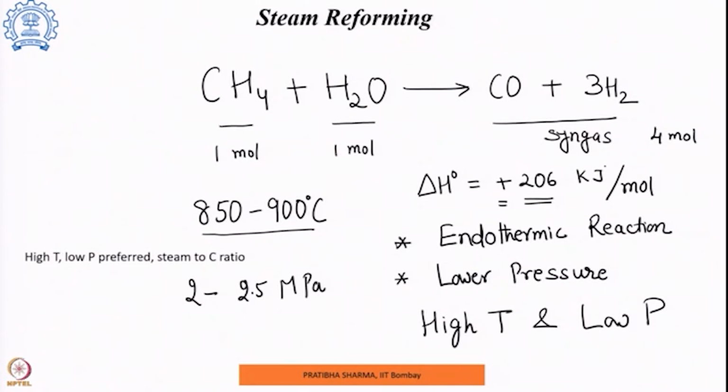is operated under high steam to carbon ratio content. So, the operating conditions are, we keep a high steam to carbon ratio. The reason for keeping this high steam to carbon ratio is that the coke, which causes deactivation of the reforming catalyst, that reaction is not favorable when we use a high S by C ratio.